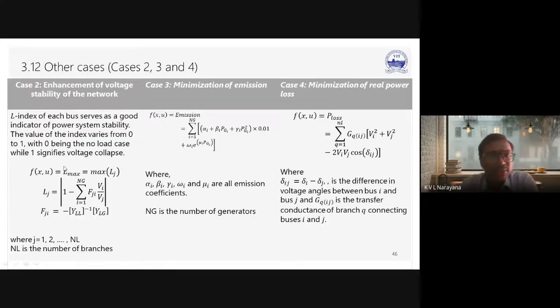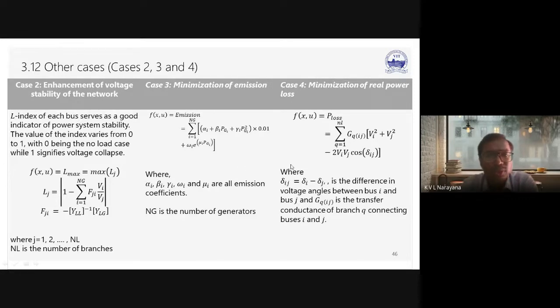Now these are the objective functions of other cases. In the second case, the objective is to enhance the voltage stability of the IEEE 30 bus system. Basically there may be some faults, there may be some collapse. L index is the value that represents the voltage collapse of the network. If L index is 1, it represents a complete voltage collapse of the network. If it is 0, then it represents no load.